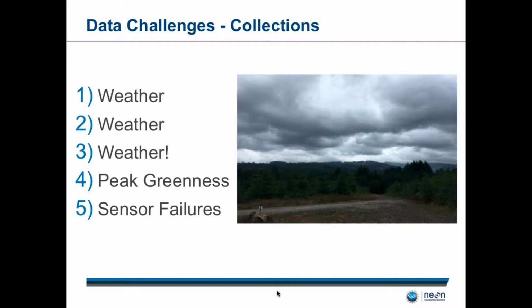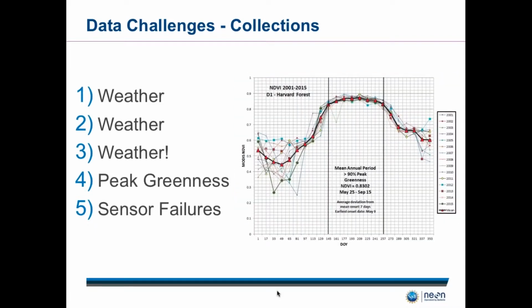And so normally we would try to fly each domain 4 out of every 5 years. Just for some historical context, this is how many times we've actually flown each domain. So you can see for several domains, we're actually starting to get a really nice time series at those domains with 5 years of collections.